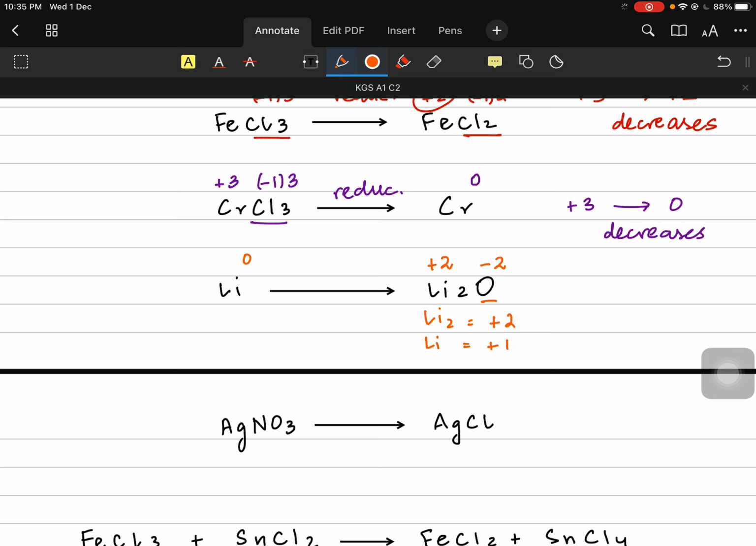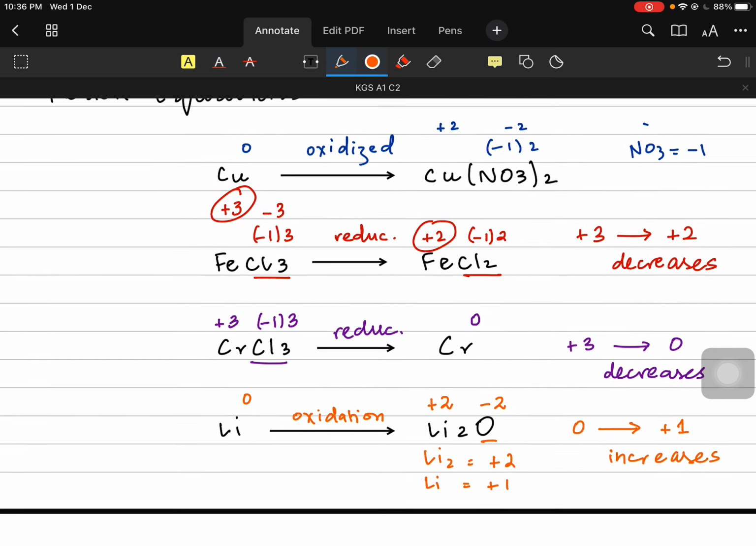Lithium with 2 atoms was +2, but we talk about individual ones. We never quote the oxidation number for multiple atoms at once. We always quote it for a single atom. So lithium individually is +1 right now. It is changing from 0 to +1. It's increasing, and an increase in oxidation number is an oxidation, because positivity means that electrons were lost. Only positivity comes when the electrons are lost.